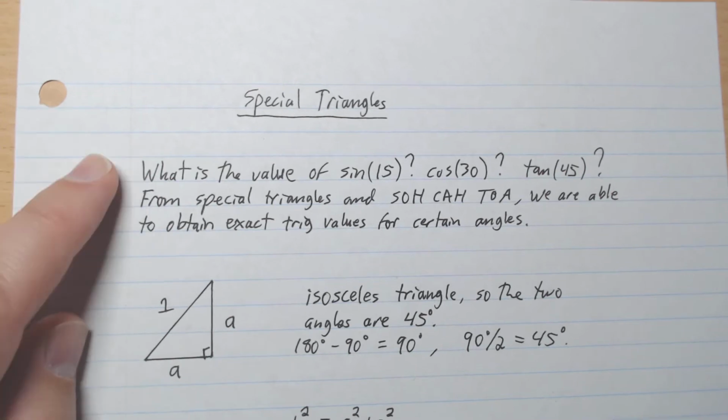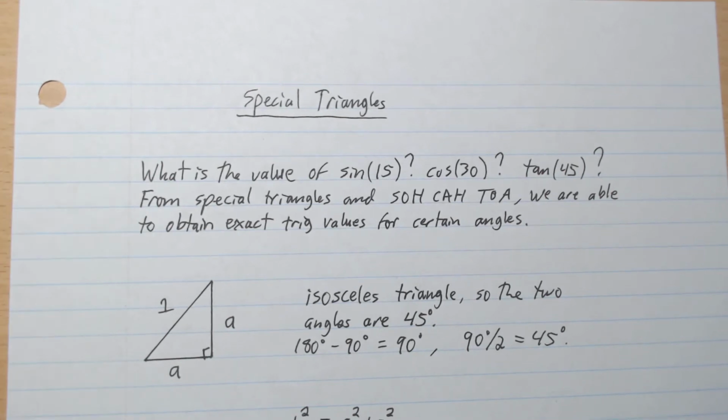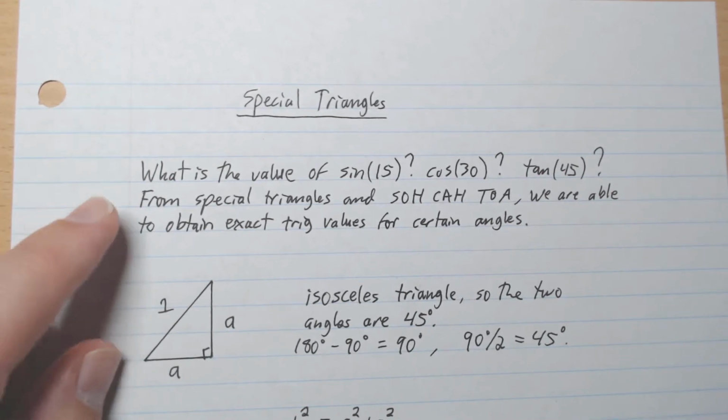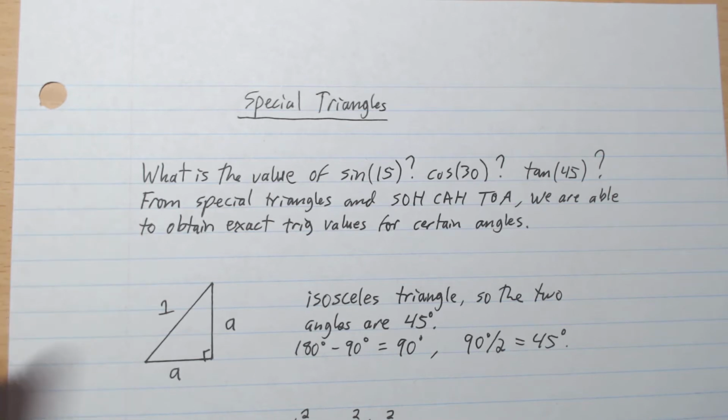So what is the value of sine of 15, cos of 30, tan of 45? From special triangles and SOHCAHTOA, we're able to obtain exact trig values for certain angles.